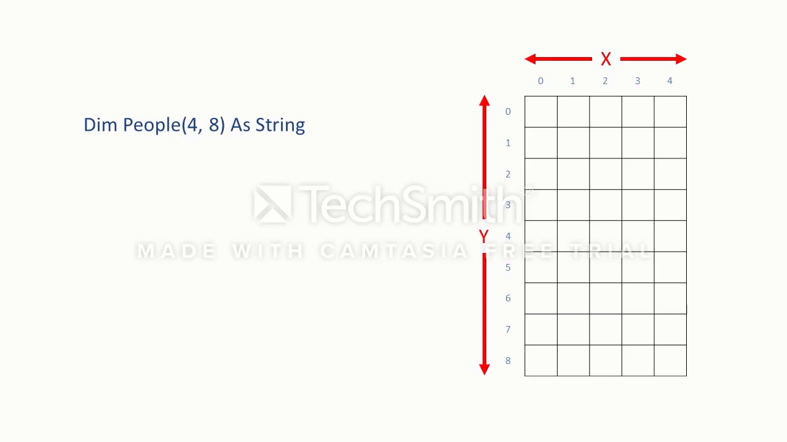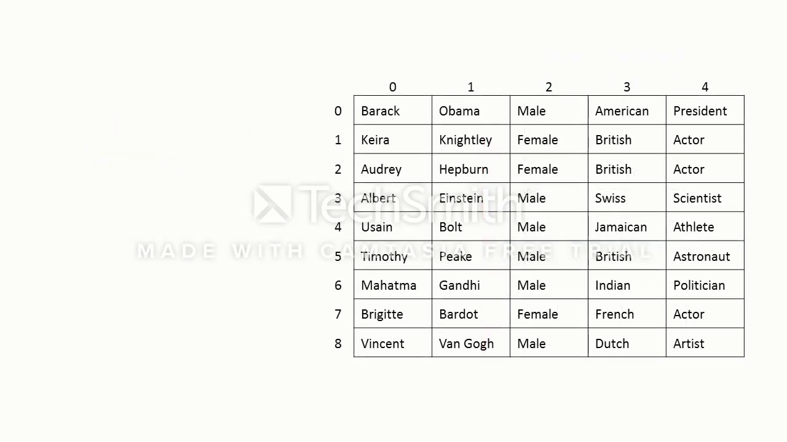Accessing an element of a 2D array is just a matter of specifying the correct coordinates. For example, to assign the value foo to the element with the coordinate x equals 3 and y equals 2, you would write this command. In this example, each row of the array contains the details of a famous person.